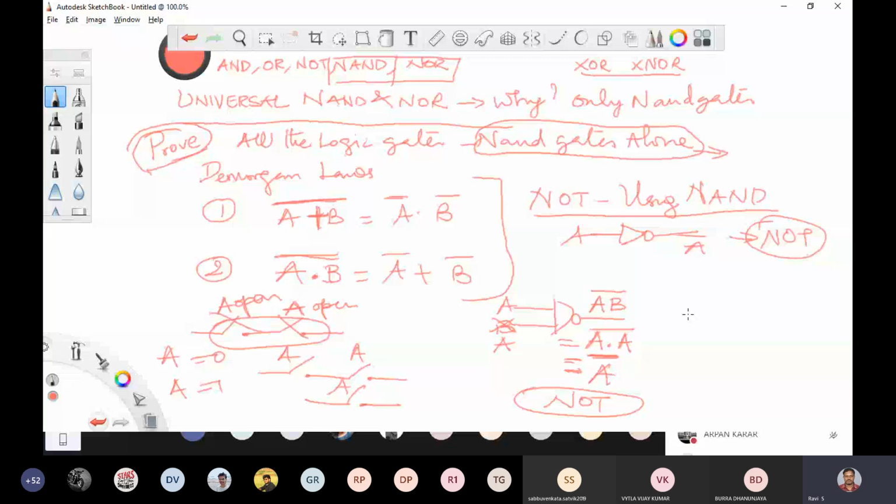Any doubt? No, sir. Okay. So now what I'm doing is connecting both A and A with a single input, and the NAND symbol is saying input as A, output as A bar. So this is the NOT logic using NAND. So now the first logic gate is derived using only NAND, correct?